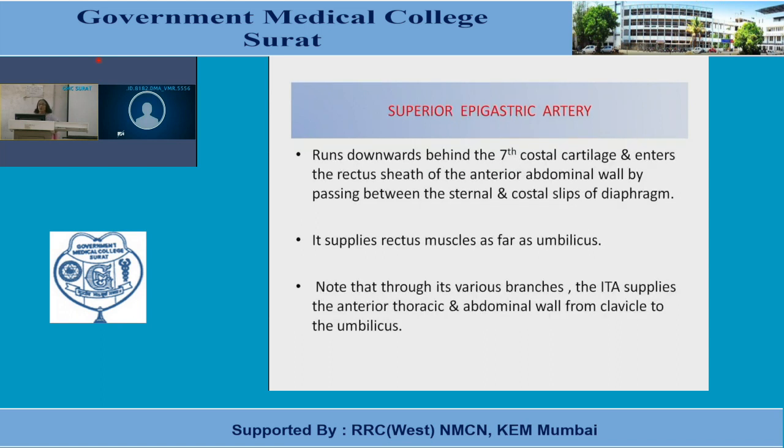Now the superior epigastric artery. Here it runs downwards and behind the 7th costal cartilage and enters the rectus sheath of the anterior abdominal wall by passing between the sternal and the costal slips of the diaphragm. It supplies the rectus muscles as far as the umbilicus. Note that here, through its various branches, the internal thoracic artery supplies the anterior thoracic and abdominal wall from the clavicle to the umbilicus region. You can see.